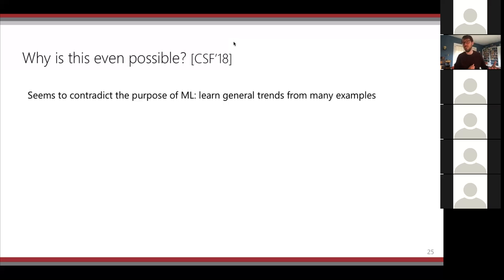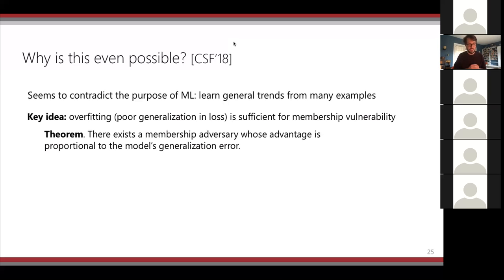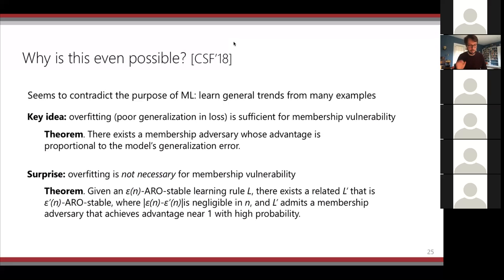If our ultimate goal is to generalize, then maybe we can do machine learning in a truly private way without having to memorize. So one key idea is that overfitting, framed as poor generalization in the loss of the learning objective, is sufficient for membership vulnerability to happen, right? But one surprising outcome from this work with Sam and Somesh and Irene was that overfitting is not necessary for membership vulnerability.